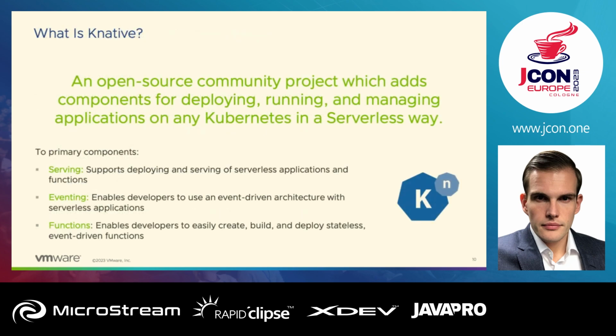So let's talk about Knative. I already talked a lot about AWS Lambda. It's, I would say, one of the most popular serverless runtimes. Knative, on the other hand, is an open source project running on any Kubernetes, so on the public cloud and also on premises. And with that, you have a serverless runtime everywhere.